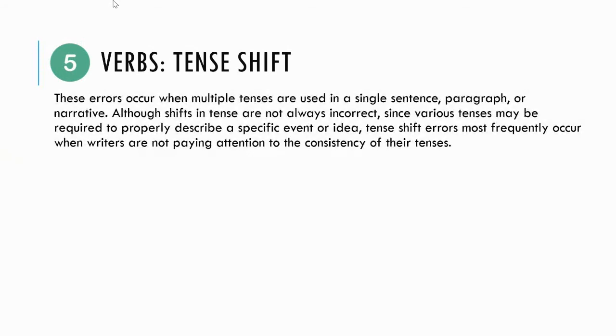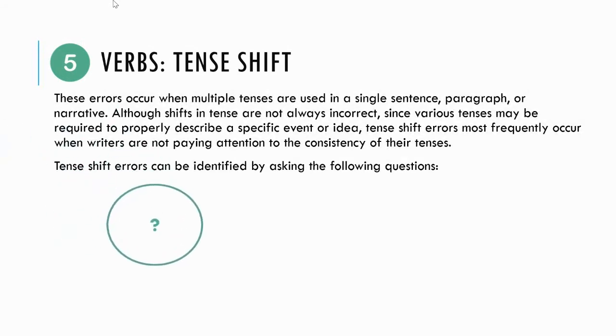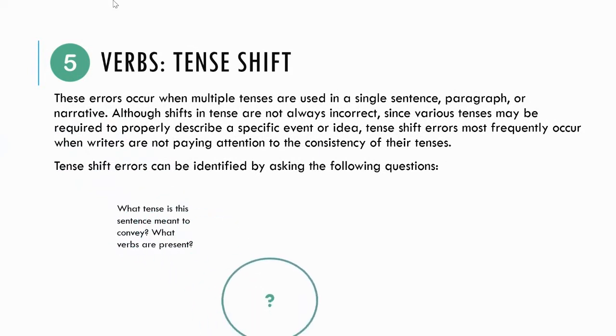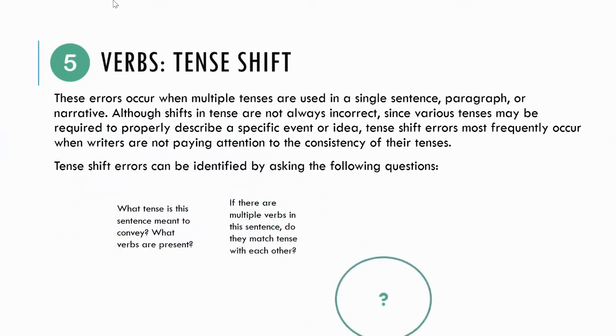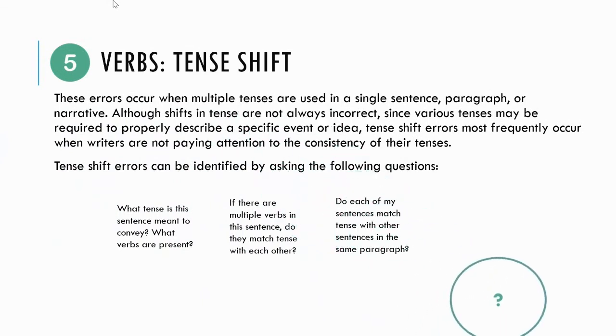Another common writing error is verb tense shifts. These errors occur when multiple tenses are used in a single sentence, paragraph, or narrative. Although shifts in tense are not always incorrect, since various tenses may be required to properly describe a specific event or idea, tense shift errors most frequently occur when writers are not paying attention to the consistency of their tenses.